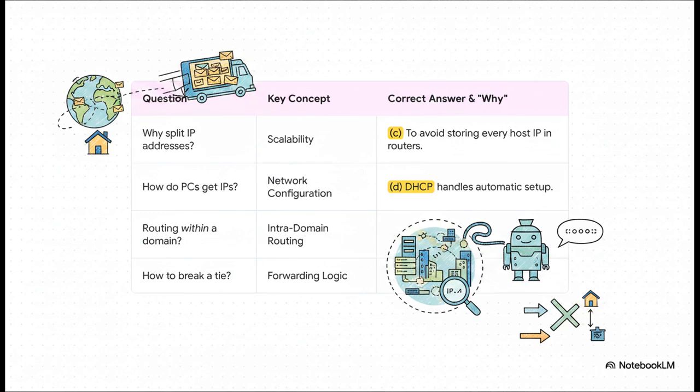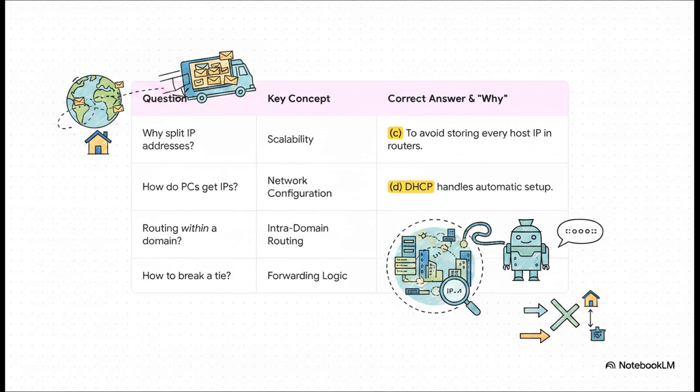Second, how do PCs get IPs automatically? This is all about network configuration. When you connect to that coffee shop Wi-Fi, you're not doing anything manually. That's because DHCP, our network concierge, is doing all the work for you. It hands you your IP address and tells you where the default gateway is.